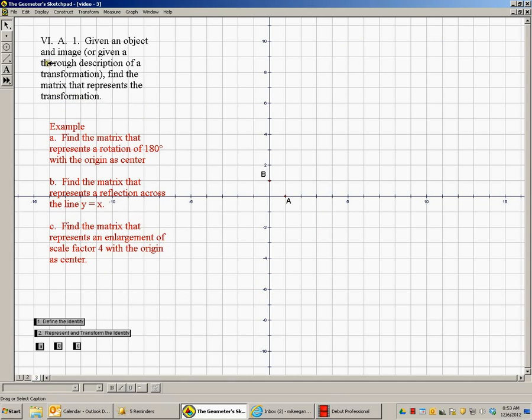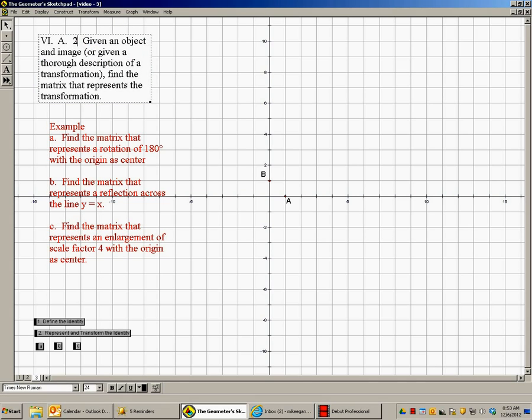Now, last thing in the outline, this should be A2. Let me change this. A2: given an object and an image, or given a thorough description of a transformation, find the matrix that represents the transformation. Last time, you were given the matrix and you had to figure out what the transformation was. Now we're going to go in reverse. You're given the transformation, and what is the matrix? So I've got 3 example problems here. Find the matrix that represents a rotation of 180 degrees with the origin as center, etc.